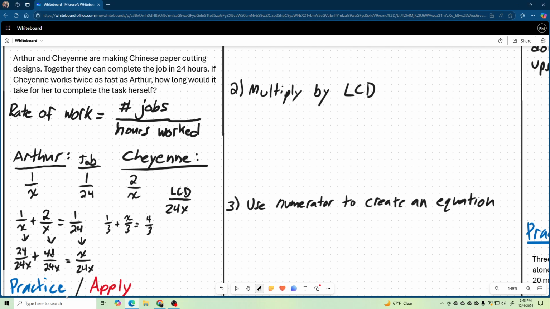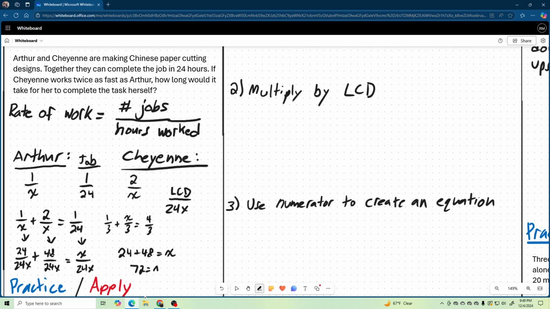Well, that's the same thing we're going to do here. We're going to almost ignore the fact that the denominator exists now. Once we have the denominator the same across the board, we can borderline pretend it doesn't exist and just move on. So what we're going to have is 24 plus 48 equals x. Okay, so let's solve for this. 24 plus 48 is going to give us 72.